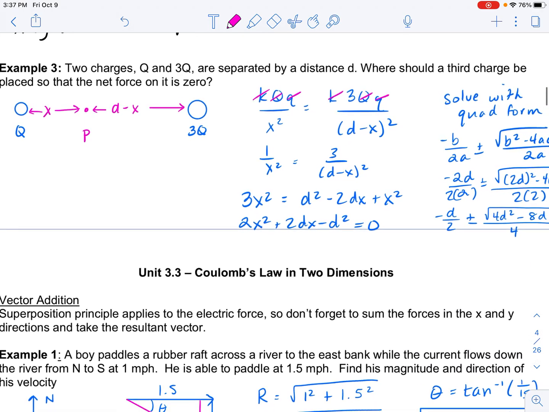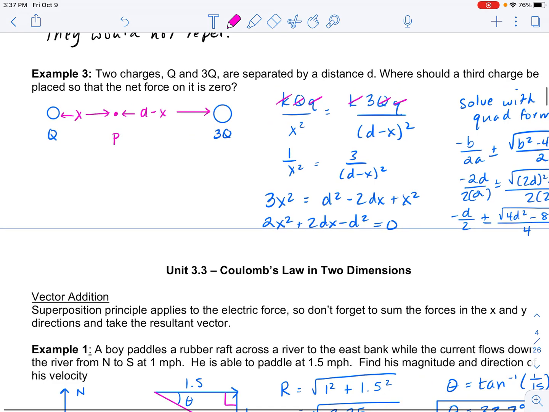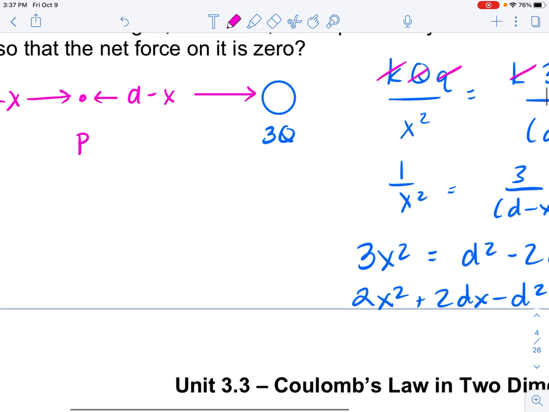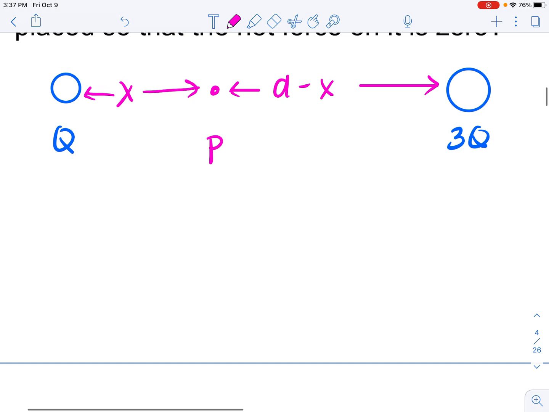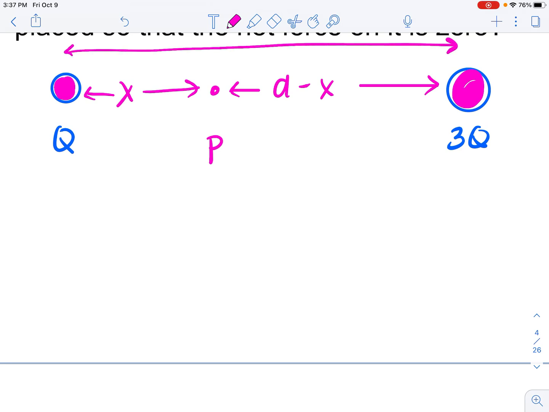Two charges, Q and 3Q, are separated by a distance d. Where should a third charge be placed so that the net force on it is 0? I've drawn a picture of this here. I've got Q on the left, and I've got 3Q on the right, and they're separated by a distance d. Then I'm going to put point P somewhere in the middle and write out those distances. The distance on the left I'll call x, and the distance on the right will be d minus x.